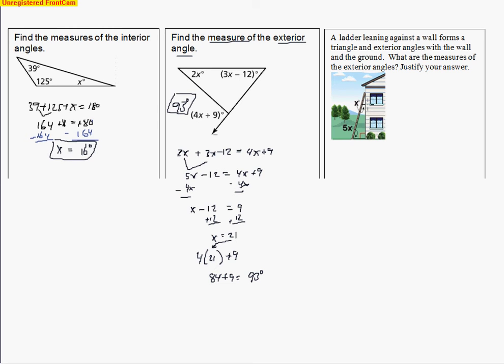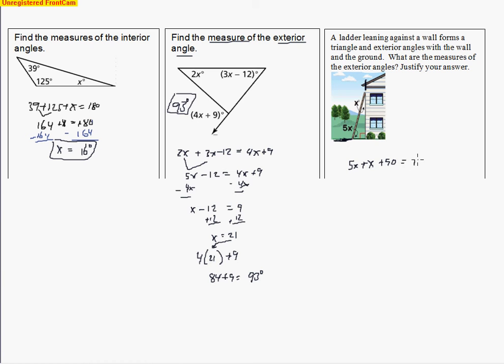Well, this one here says a ladder is leaning against a wall, forms a triangle and exterior angles with the wall and the ground. So here's one exterior angle, the wall with the ground, the ladder and the ground, and then right over here we have the ladder and the wall. So we have two different exterior angles that we're going to be looking at here. What are the measures of those exterior angles? So we're just going to take the 5x, the x, and the 90, and I'm going to add those together. And I'm going to find out what x is. That's the way I'm going to solve this problem.